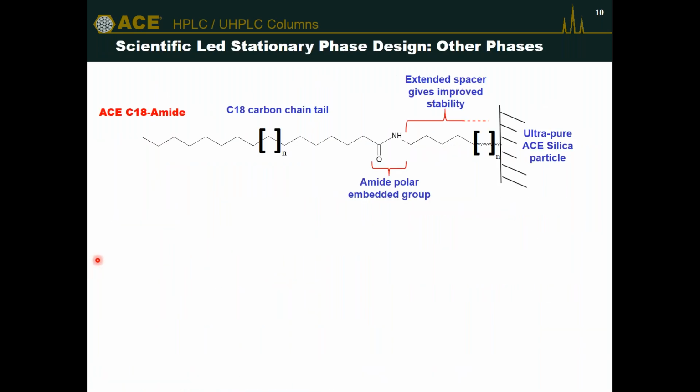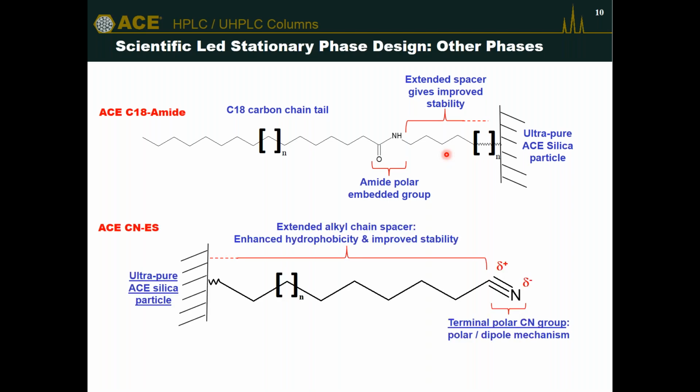Now, polar embedded phases, of which this is an example from a phase design perspective, we can see here there's an embedded amide group, and then we have a hydrophobic tail providing a hydrophobic interaction. The difference with this polar embedded chemistry is that this spacer, alkyl spacer chain, is slightly longer, giving us more stability for this stationary phase. And in fact, this polar embedded phase is stable in phosphate at pH 7 at 60 degrees for 30 days. So it's a very stable chemistry, low bleed profile, but it gives a very different selectivity compared to the phases I've already discussed. And then this particular chemistry here is a stable cyano column.